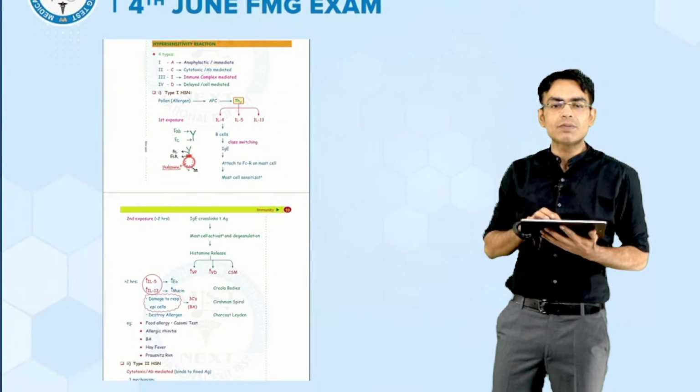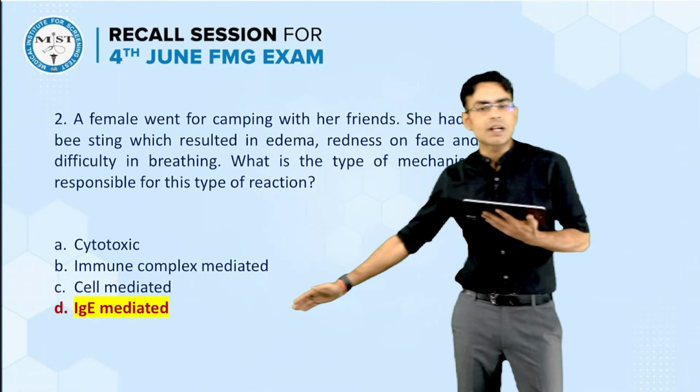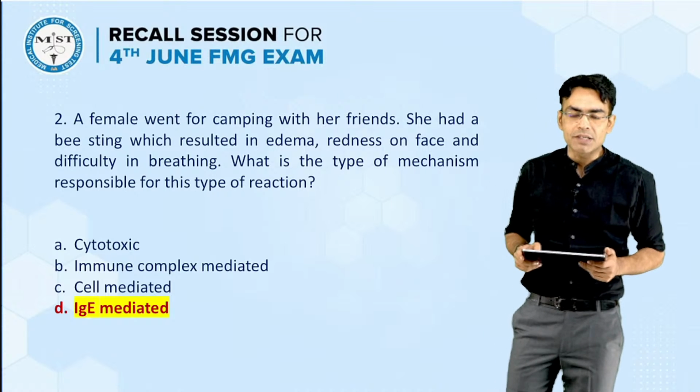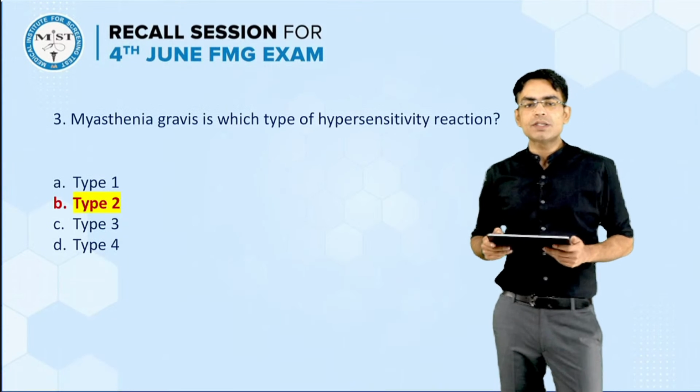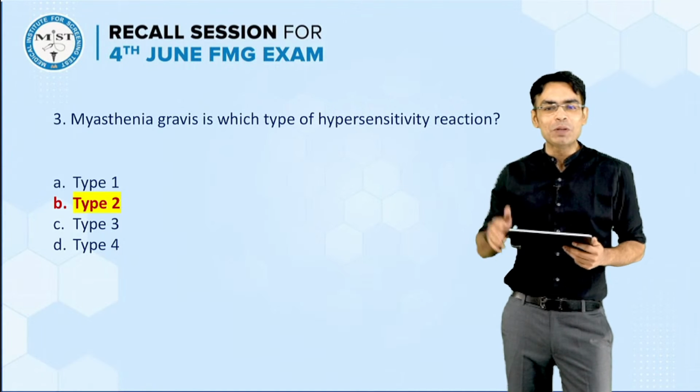So the correct answer for this question, because this question is from type 1 hypersensitivity reaction, would be IgE mediated hypersensitivity. Moving on to the third question: myasthenia gravis is which type of hypersensitivity reaction? Very basic question, very simple question.